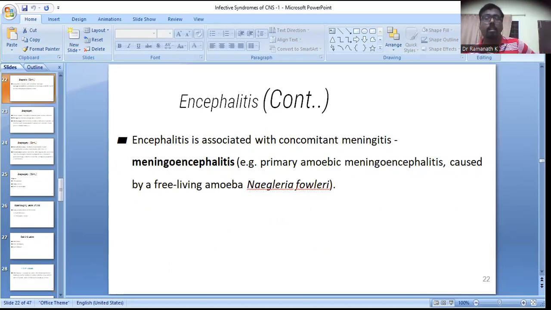Usually whenever there is encephalitis, it is concomitant with meningitis. Seeing encephalitis alone is very rare. Usually you can see involvement of both organs, that is the meningeal layer as well as the brain. So meningoencephalitis is another terminology where both encephalitis and meningitis are there. For example, primary amoebic meningoencephalitis is mainly produced by Naegleria fowleri.